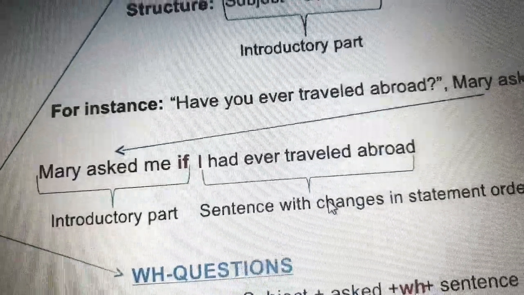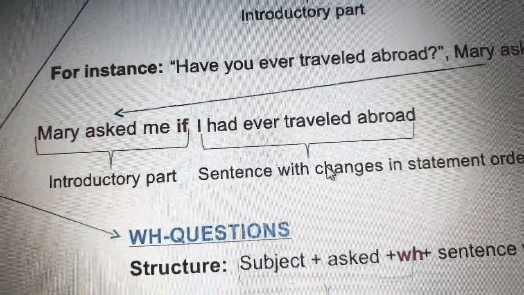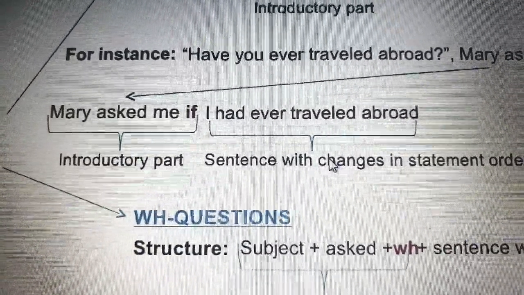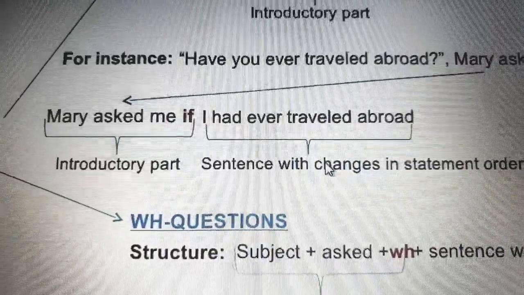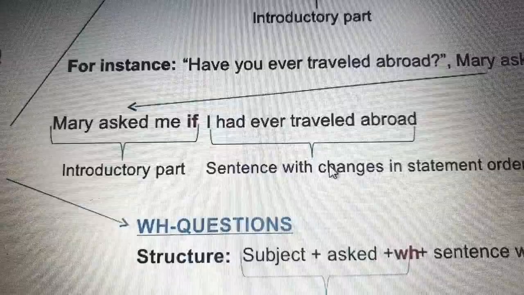First step, introductory part. The introductory part is Mary asked me. She asked me. So this is a question for me.